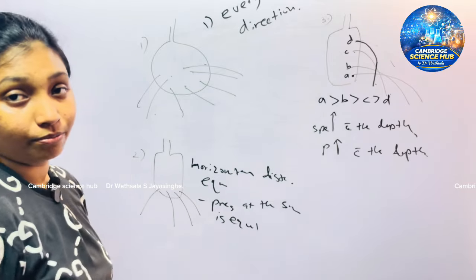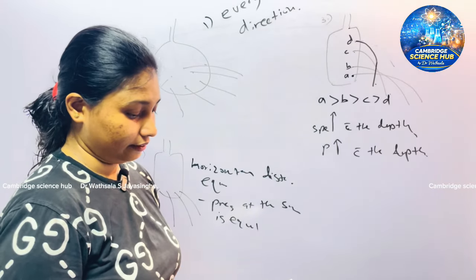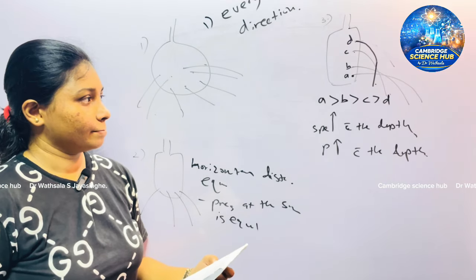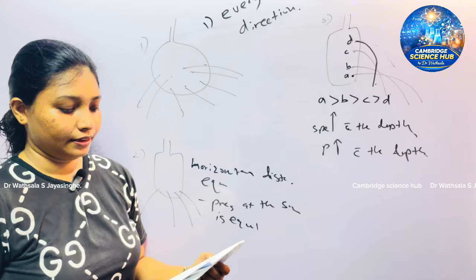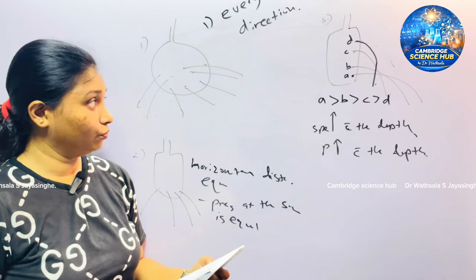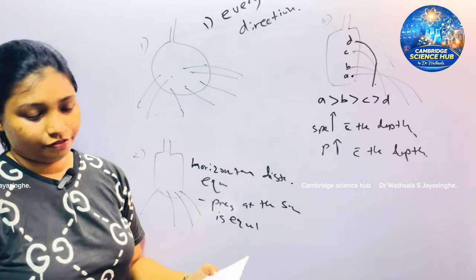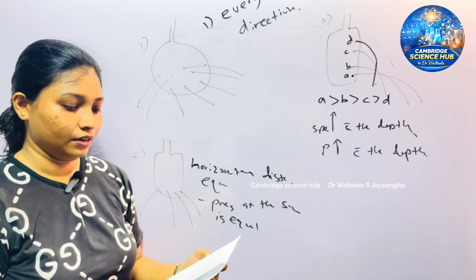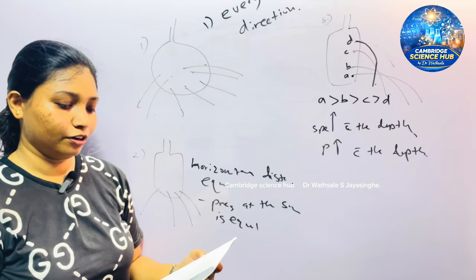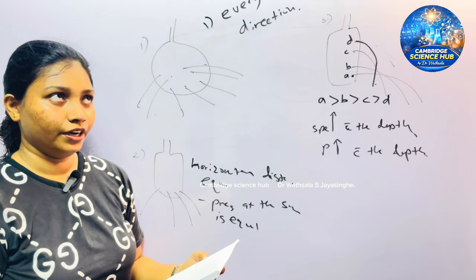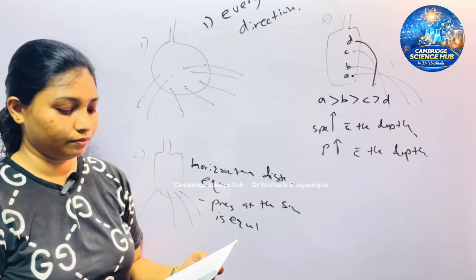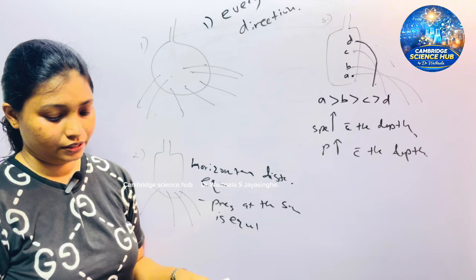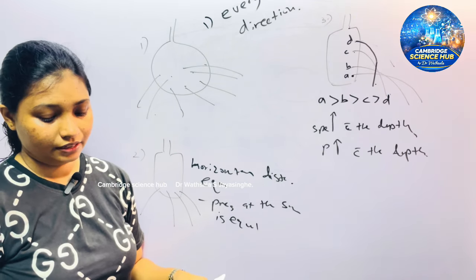Write down the next subtopic: characteristics of liquid pressure. If you want, you can mark these to refer to, but we have already done this properly. Write down the first one: at a given point, pressure is the same in all directions. And the second one: pressure at the same level is the same.